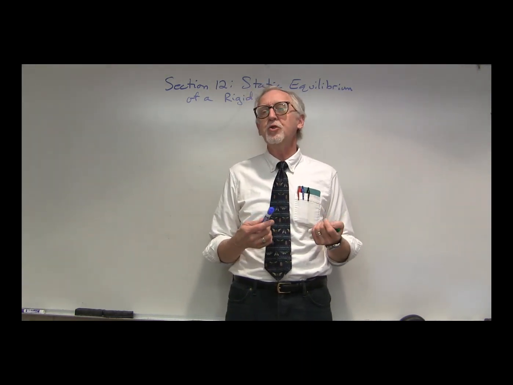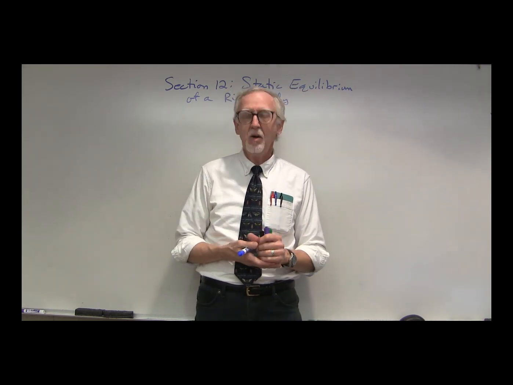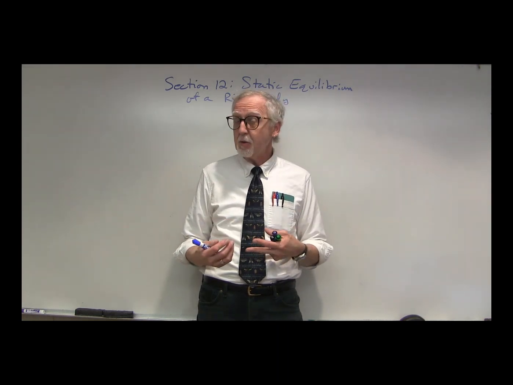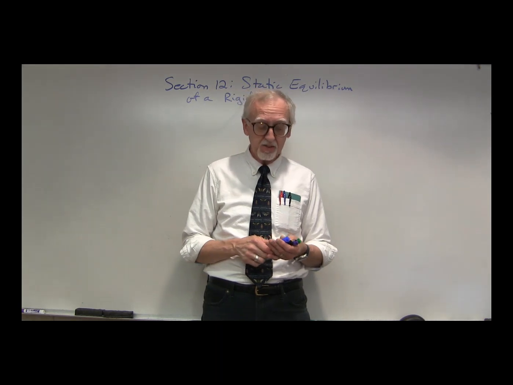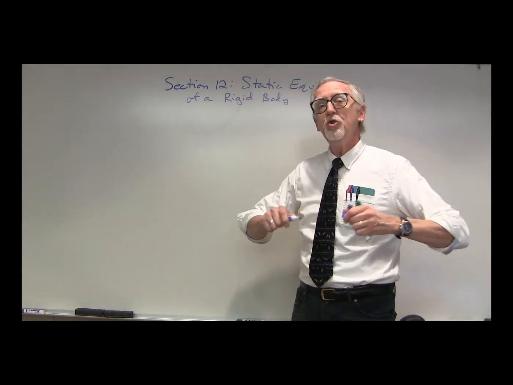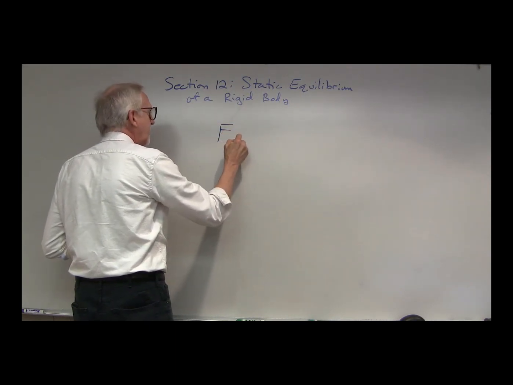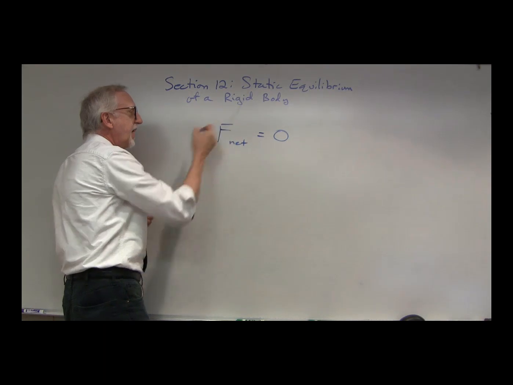Likewise, we're going to assume that the object is not rotating, so that omega is equal to zero. If omega is equal to zero, alpha is equal to zero. And if alpha is equal to zero, the net torque acting on the object is equal to zero. So we're going to assume these two conditions. The net force acting on our object is equal to zero, and that would be a vector equation.